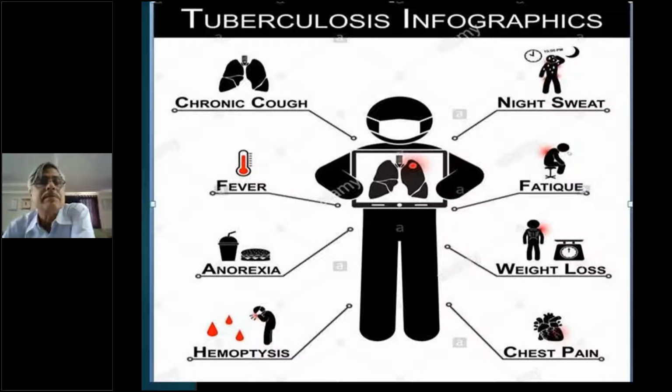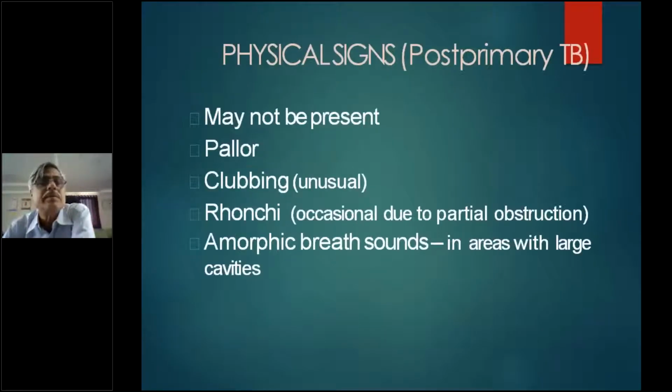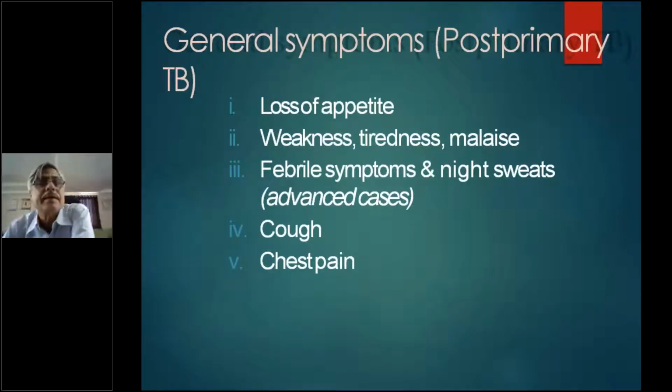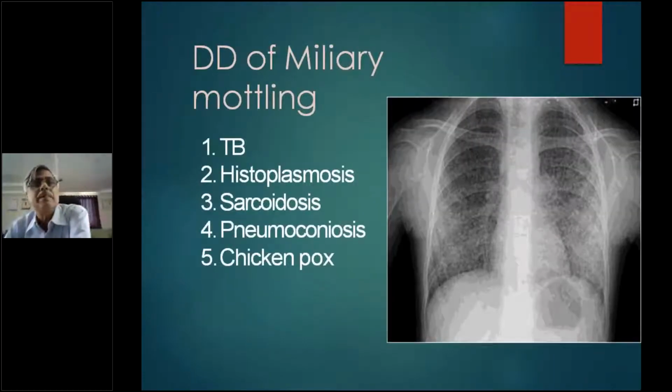The miliary pattern also, I told you, many conditions are there. Like miliary mottling. When you find miliary mottling, don't think it is just disseminated tuberculosis. Miliary pattern may be present in histoplasmosis, sarcoidosis, pneumoconiosis, chickenpox, or pulmonary eosinophilia. So many conditions will be there.